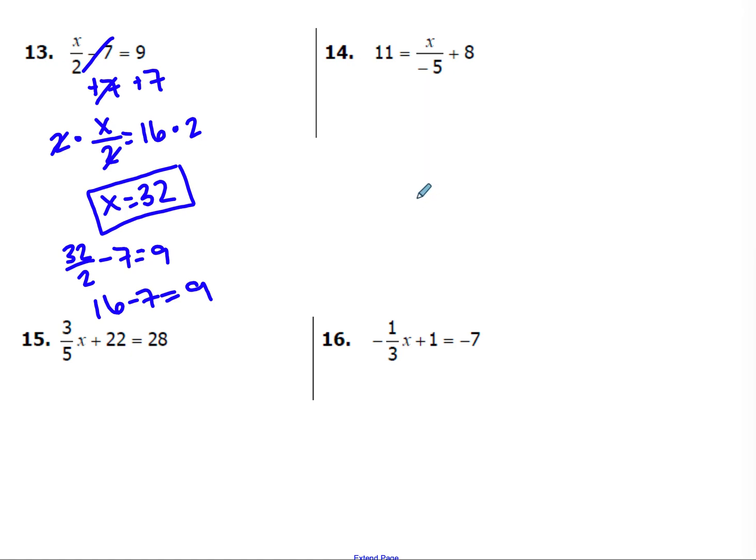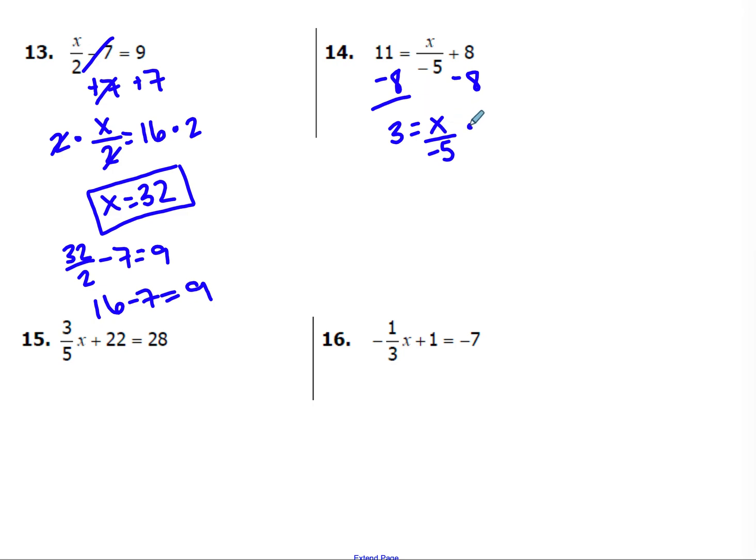All right. Go ahead and pause the video and try these next 3. Okay, let's check our answers. 11 equals x divided by negative 5 plus 8. I'm going to get rid of the addition first by subtracting 8. 11 minus 8 equals 3. So 3 equals x divided by negative 5.